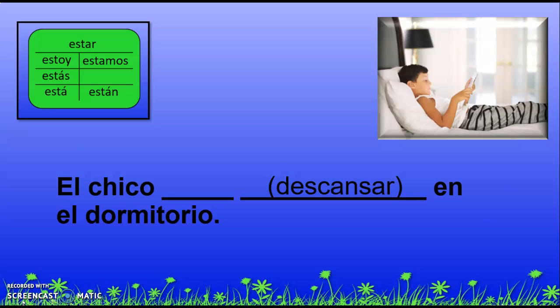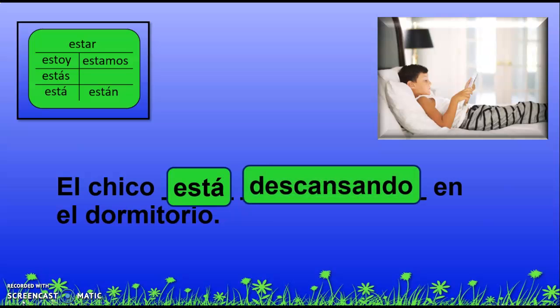El chico, descansar. You want to say the boy is resting in the bedroom. El chico, the verb form for the verb estar would be está. Descansar is an AR verb, so you take off the AR and add the ending ando to it. So el chico está descansando en el dormitorio. The boy is resting in the bedroom.